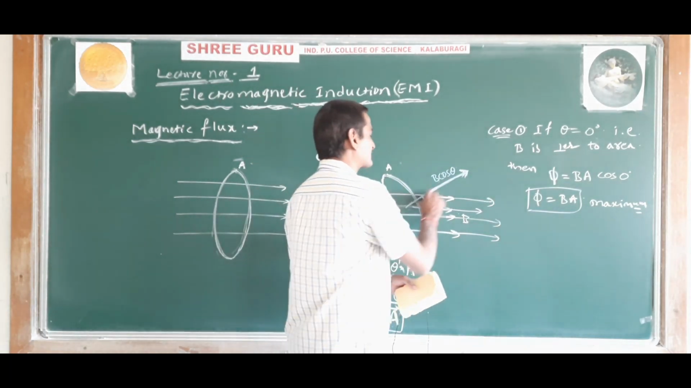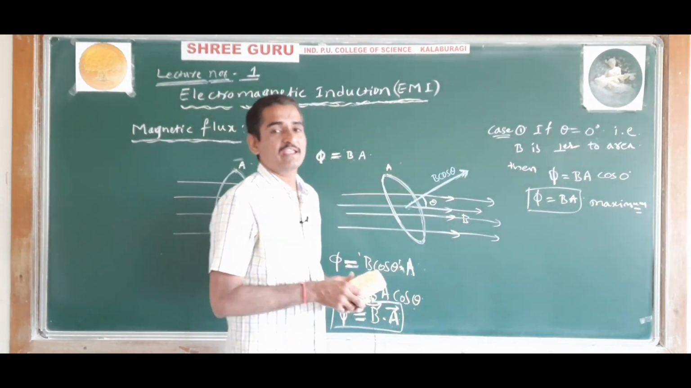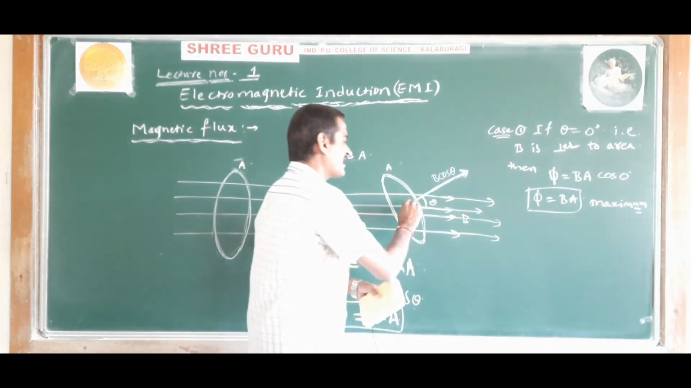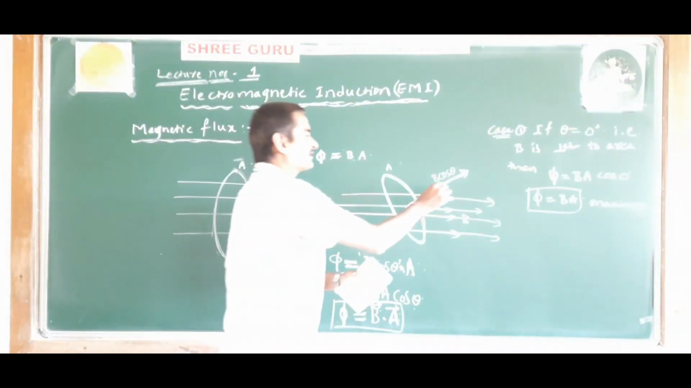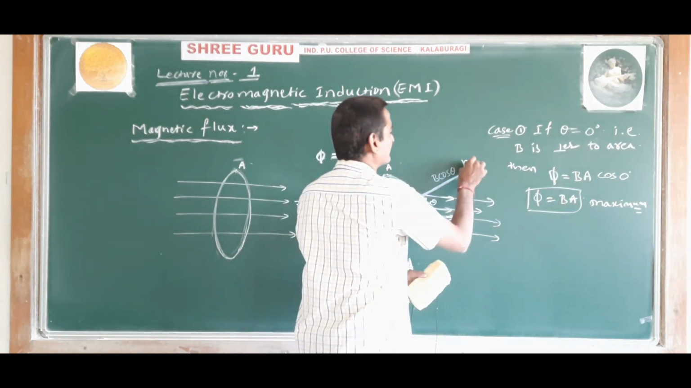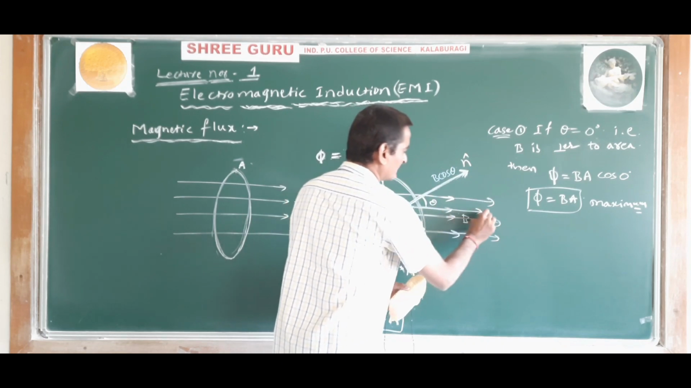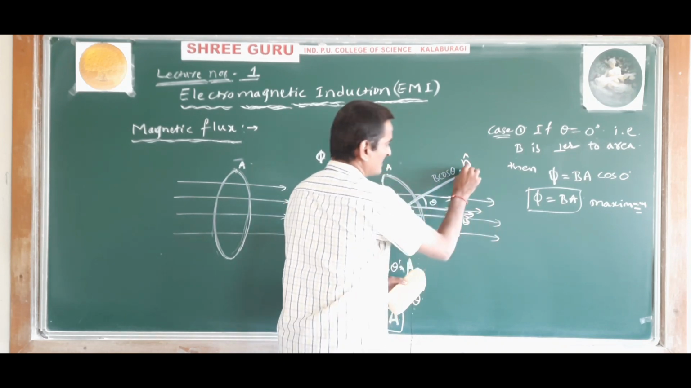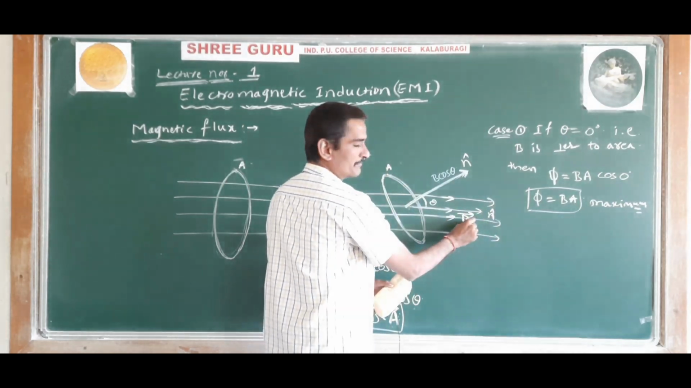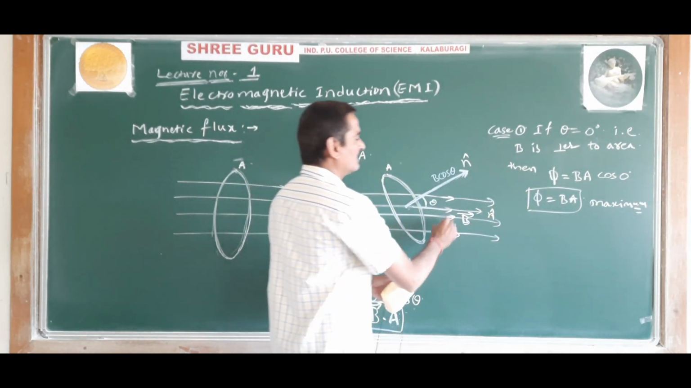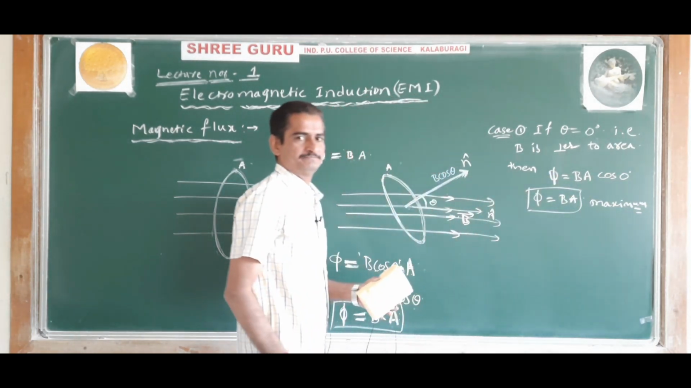Or if the area vector is parallel to the magnetic field. Area vector means a normal drawn to the area. Say this normal as n cap. If this n cap is in the direction of the magnetic field, so n cap is also here and magnetic field is also here, then theta will be equal to 0 degree. Then magnetic flux will be maximum.